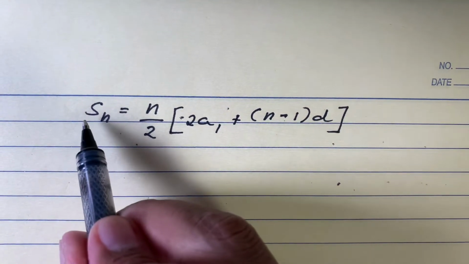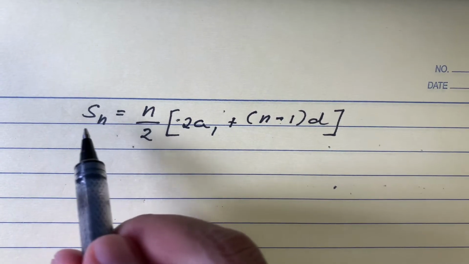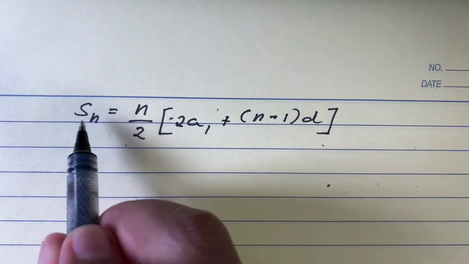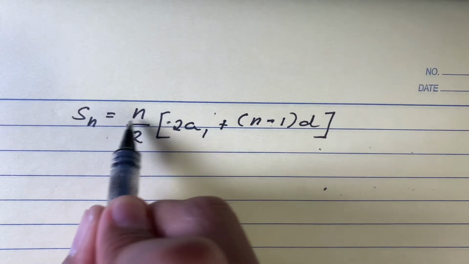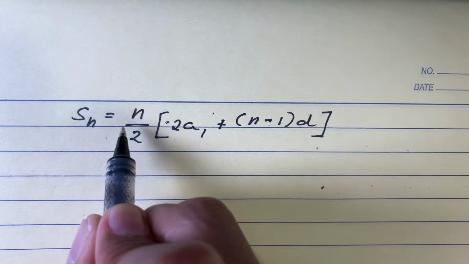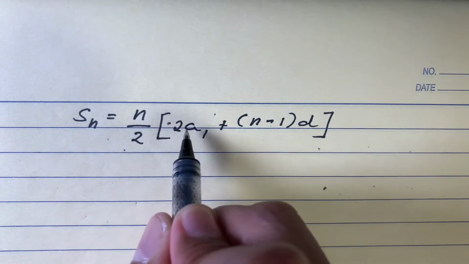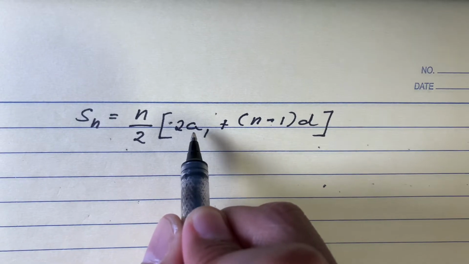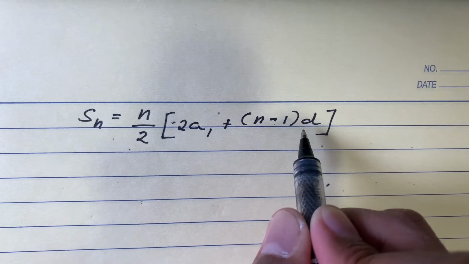Okay, we are not going to use a sub n because this is not a sequence. This is a series. So we have here S sub n, which means the sum of the given series. Then we have your n, the position of the term that will be added up. Then we have your a sub 1, which is your first term. Then we have your d, of course, which is your common difference.